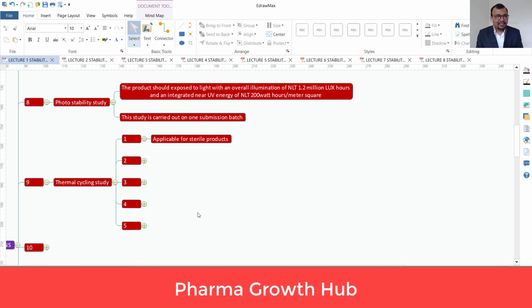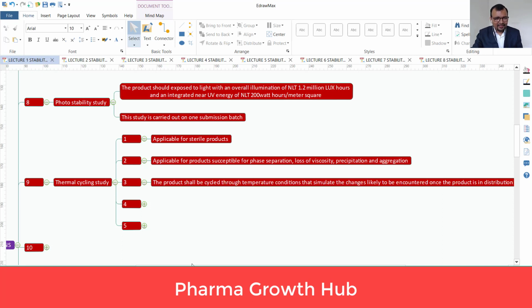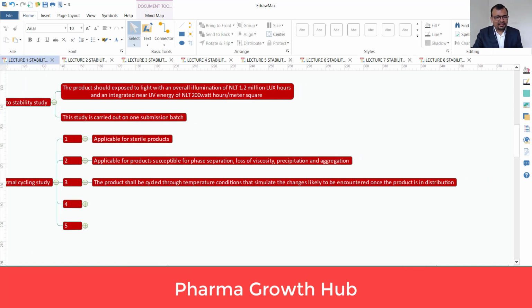The thermal cycling study is applicable for sterile products, applicable for products susceptible to phase separation, loss of viscosity, precipitation and aggregation, right? The product shall be cycled through temperature conditions that simulate the changes likely to be encountered once the product is in distribution, right? So what is meant by the thermal cycling study?